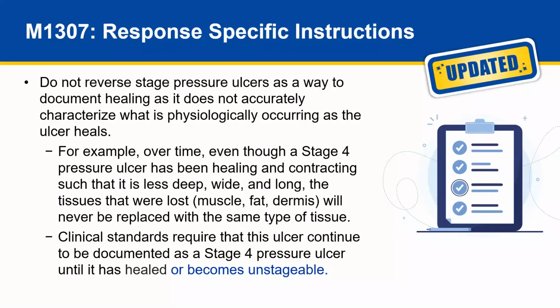The specific instructions for this item have been updated. We do not reverse stage pressure ulcers as a way to document healing, as it does not accurately characterize what is physiologically occurring as the ulcer heals. For example, over time, even though a stage 4 pressure ulcer has been healing and contracting so that it is less deep, wide, or long, the tissues that were lost, muscle, fat, and dermis, will never be replaced with the same type of tissue. Clinical standards require that this ulcer continue to be documented as a stage 4 pressure ulcer until it has healed or becomes unstageable.